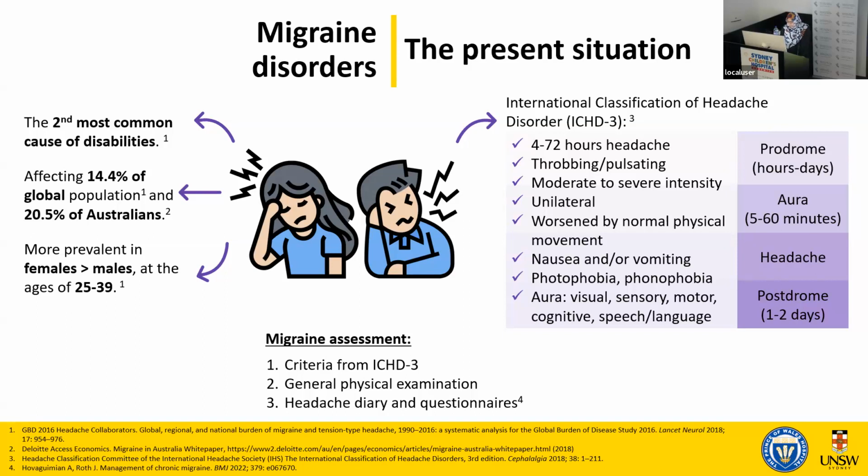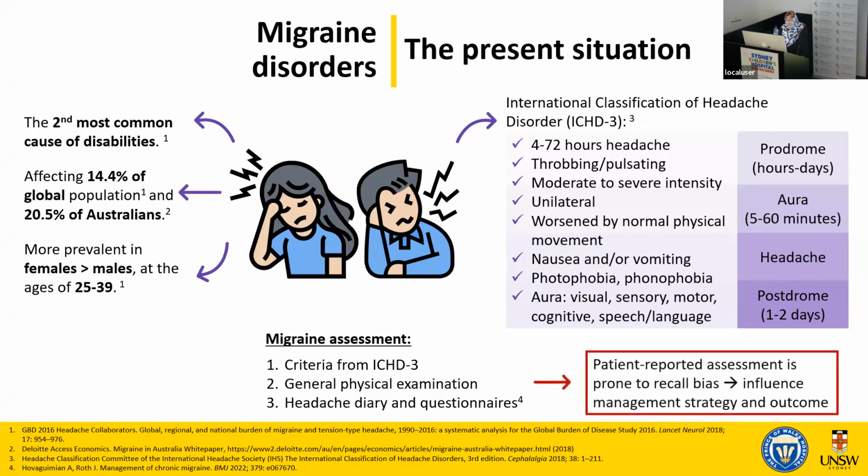Currently, migraine is assessed based on these 3 elements. It is diagnosed based on whether the person meets specific criteria, such as those listed here in the International Classification of Headache Disorders. It is ruled out by general physical examination and supported by headache diaries and headache questionnaires. Because of the complexity of migraine, patient-reported outcome measures are the main critical instrument used to evaluate migraine. But these measurements are also prone to recall bias, so it may influence the management strategy.